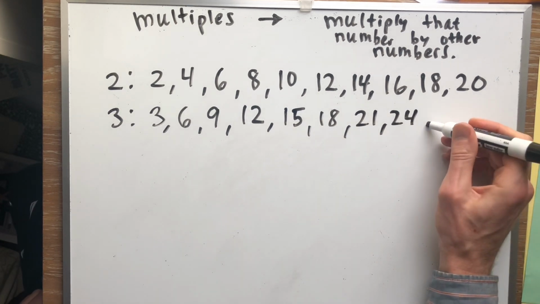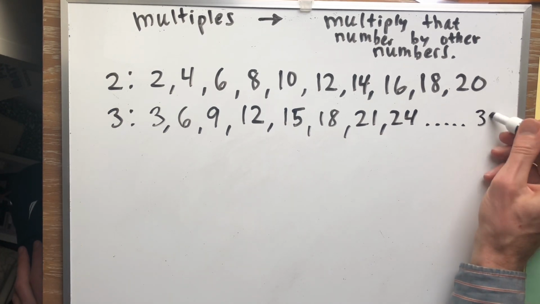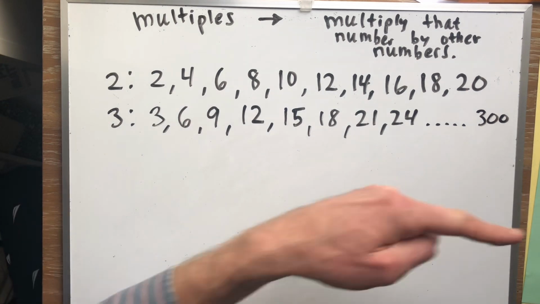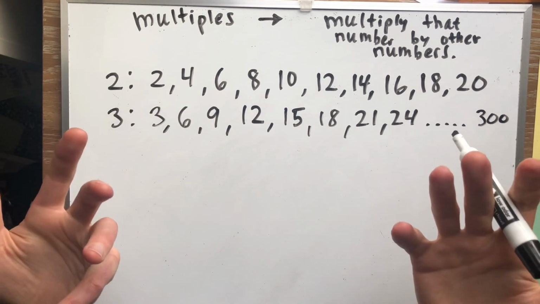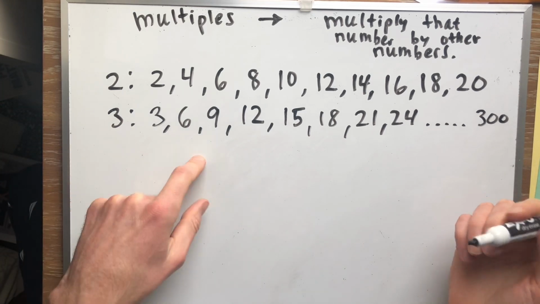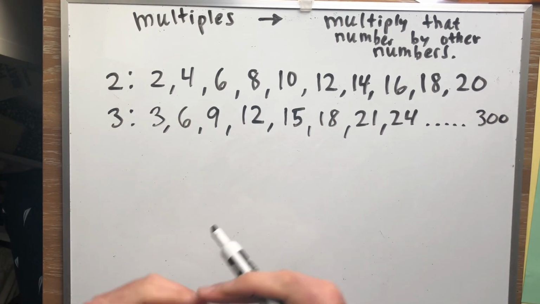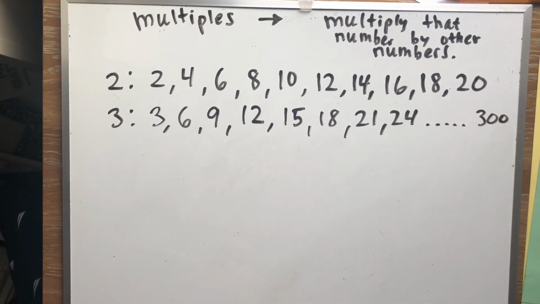And if you wanted to, you could go all the way up to, what's 3 times 100? That's 300. So you can just keep going all the way up. 3 times 1,000, that's 3,000. 3,000 is a multiple of 3. If you kept counting by threes, eventually you'd get to 3,000. Eventually you'd get to 3 million or 3 billion. But we're not going to go that far today.